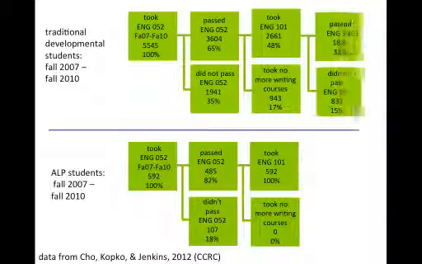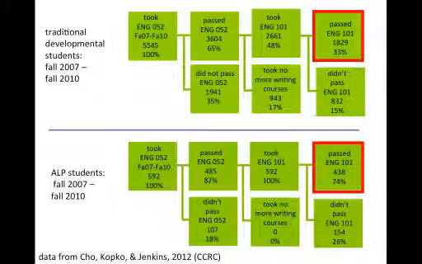And what you'll find is that the pass rate for the traditional program remains stubbornly at about 1/3. 33% of the students who started out in English 052 ever pass English 101, and it's 74% for ALP students. If we double the pass rate, it would be 66%. So it's actually 8 percentage points more than doubling the pass rate.